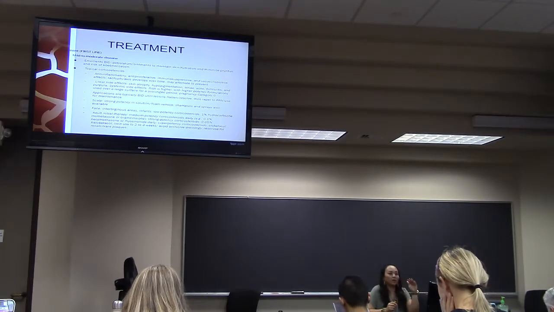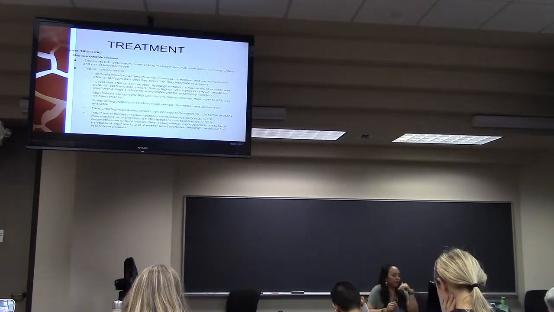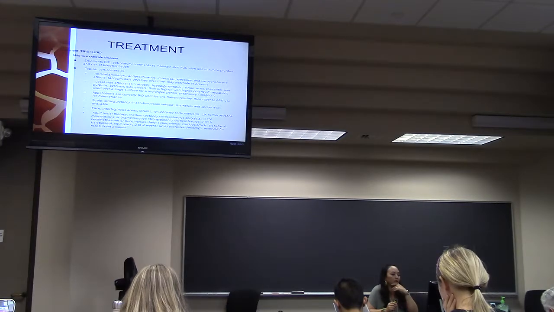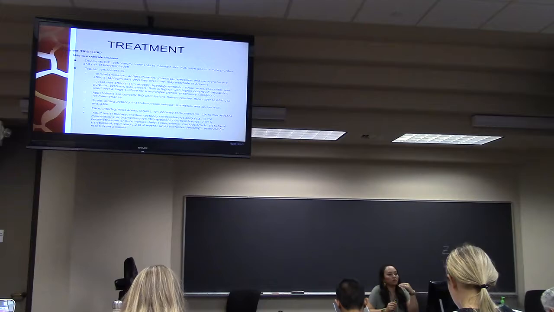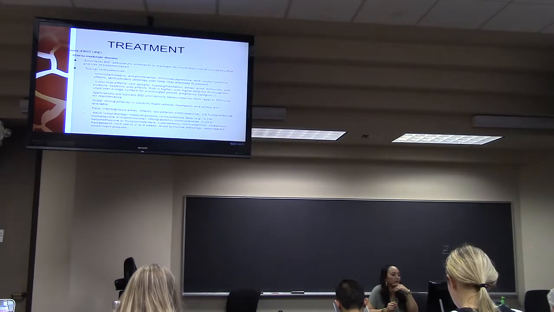And so this is treatment. I know the page is kind of long, but basically this is for patients who have mild to moderate disease. Emollient, so you want to keep their skin moist, to maintain skin hydration and to decrease the itching, because the itching is what causes the plaques to thicken. And then these are a list of topical corticosteroids, basically just as an anti-inflammatory.